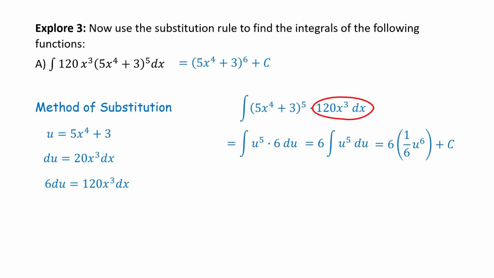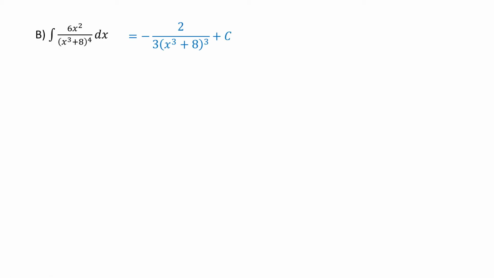Don't forget the plus c. 6 times 1/6, that becomes 1, and substitute back. So where u was, put in 5x to the fourth plus 3, and the integral is (5x to the fourth plus 3) all raised to the power of 6 plus c, just like we previously obtained. Part B.